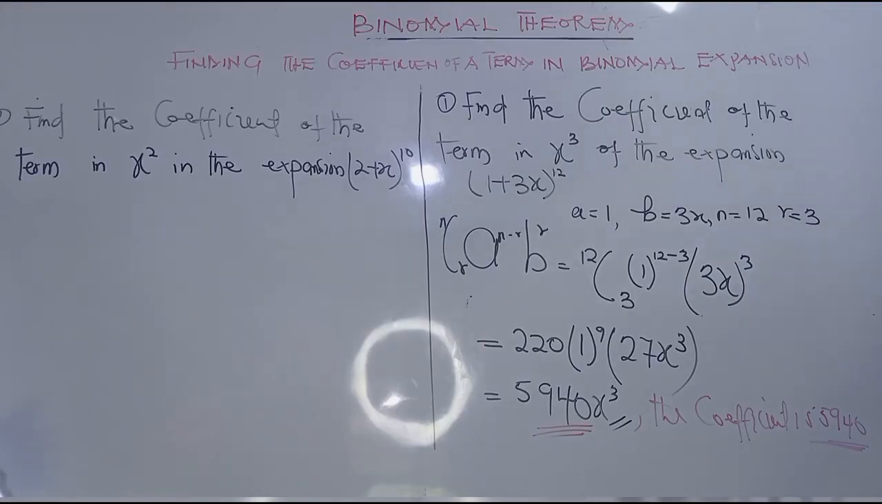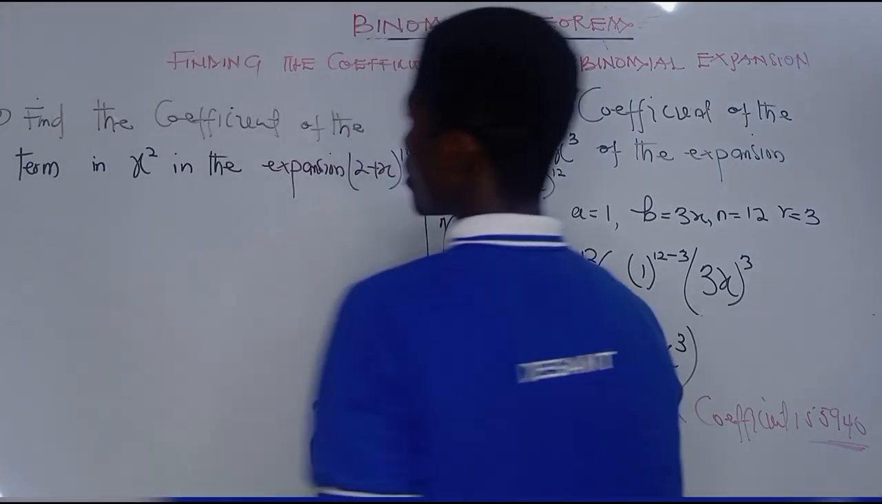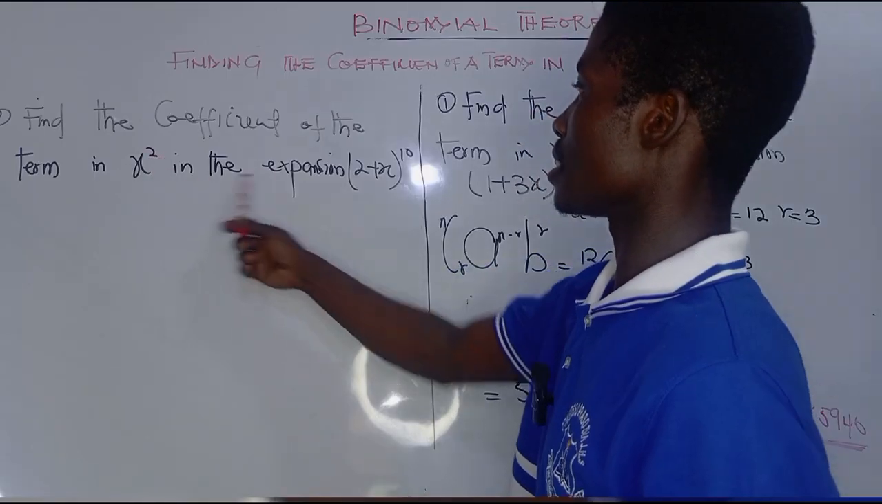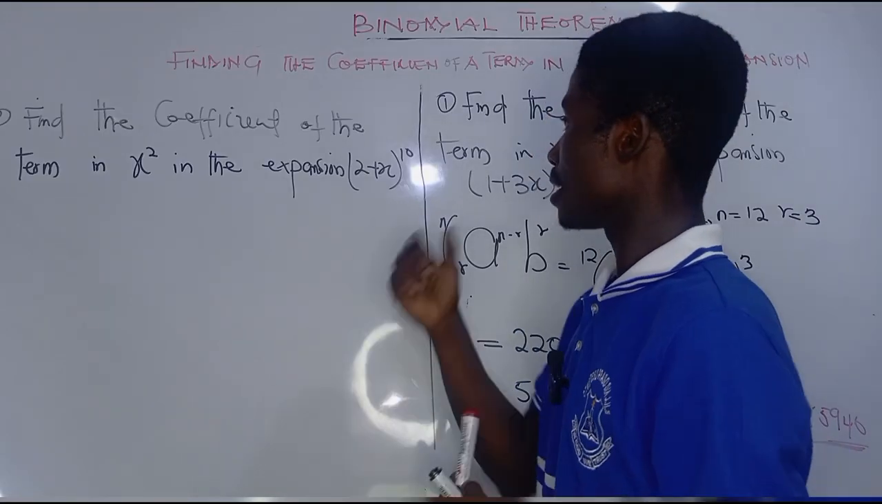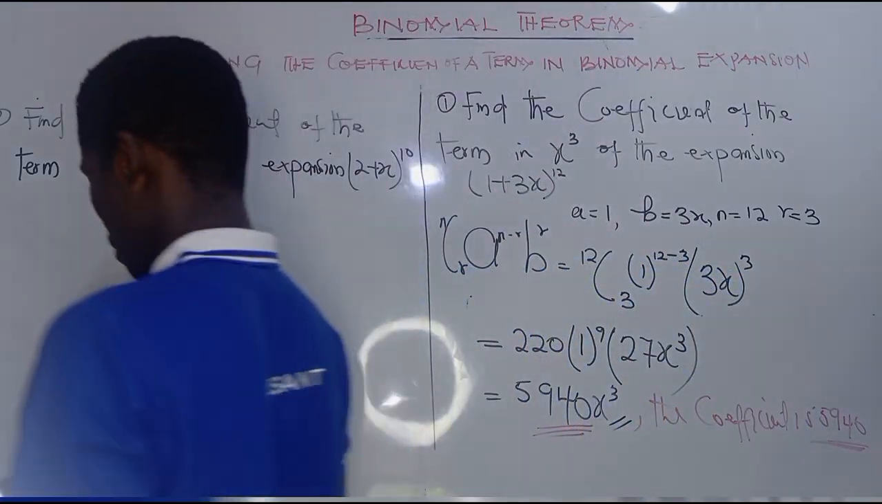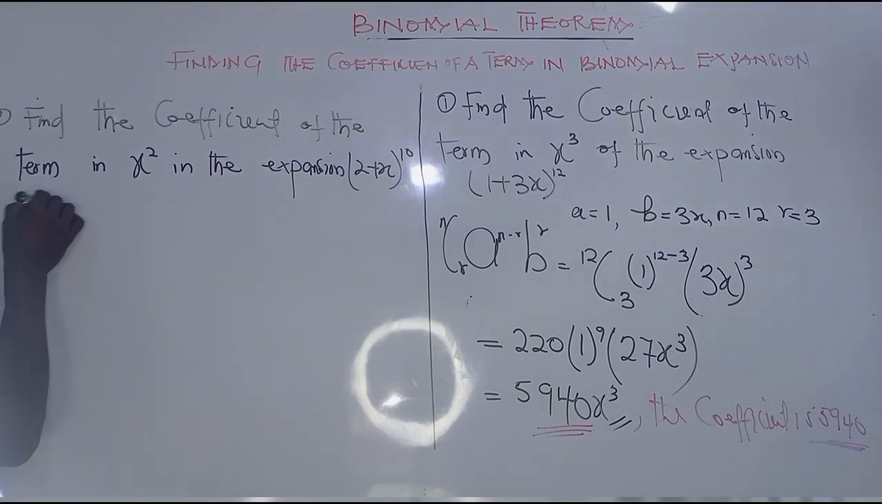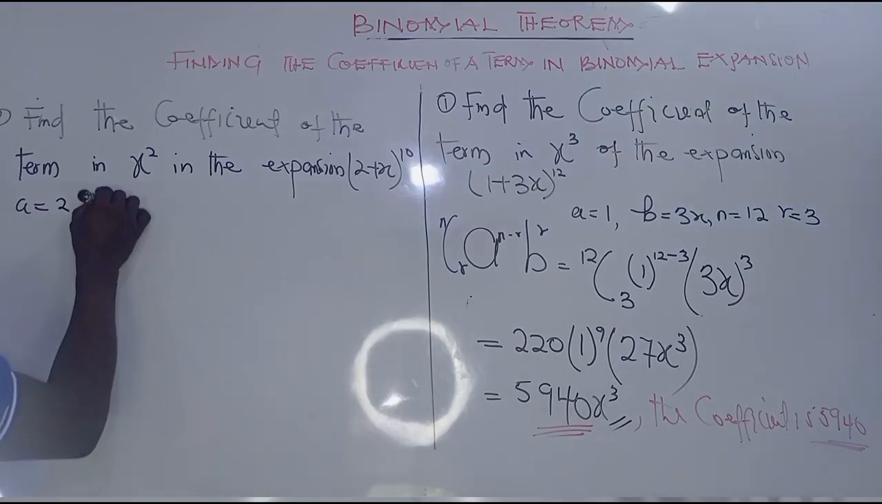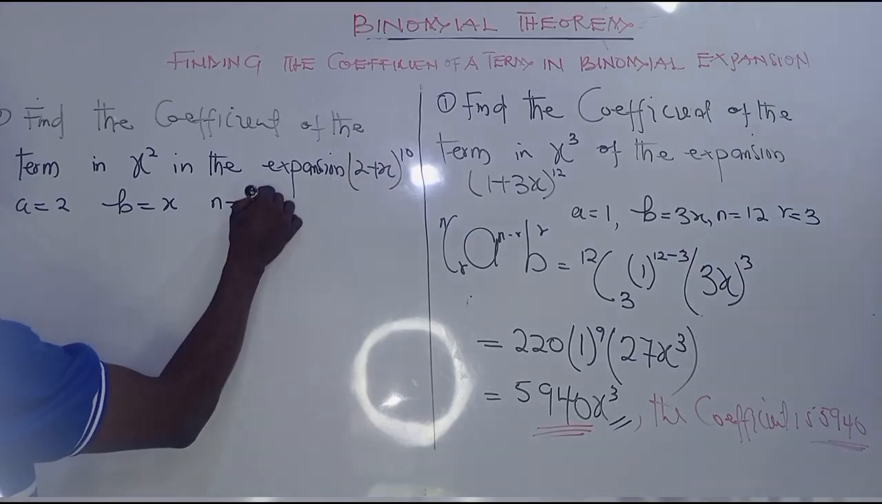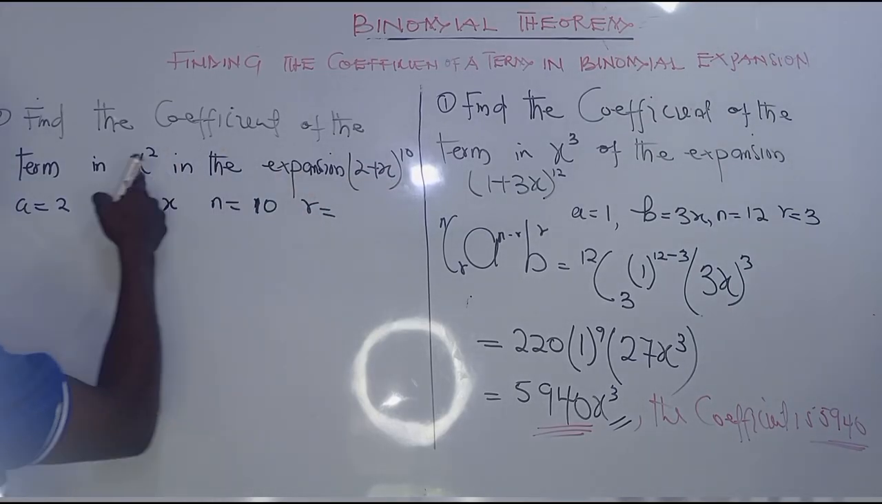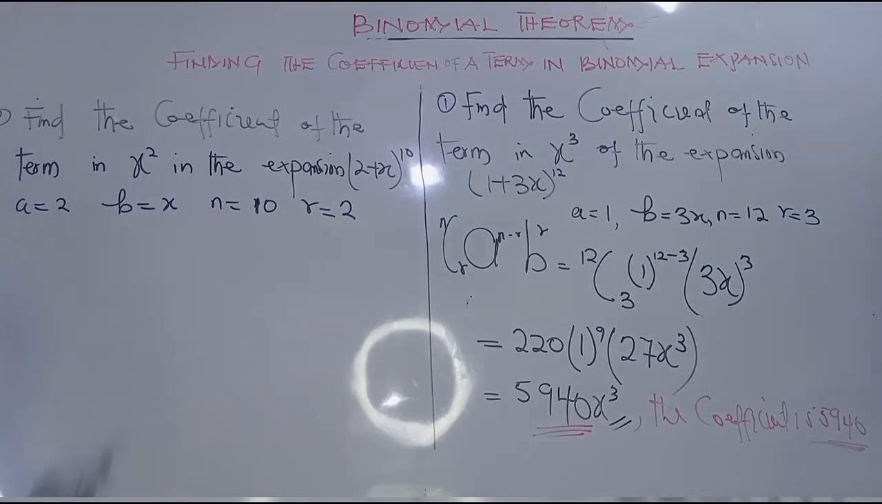So we have our second example. We are to find the coefficient of the term in x power 2 in the binomial expansion 2 plus x raised to the power 10. We have to find the coefficient. So first of all, we have to find our a. Our a is equal to 2. We find our b, which is equal to x. Our n is equal to 10. And then our r is equal to 2. Now we know that the general term is giving us this.